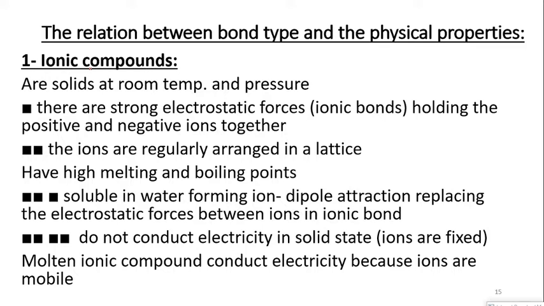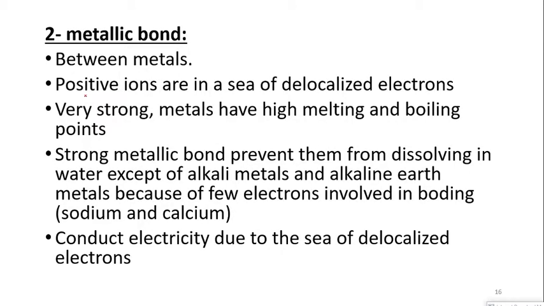Now if I look at the metallic bond, it happens between metals. It happens actually between the positive ions that are in a sea of delocalized electrons, and the attraction will be between the positive ions and the surrounding electrons of the other atoms. It is very strong. It happens between metals, and we all know that metals have high melting points and high boiling points.